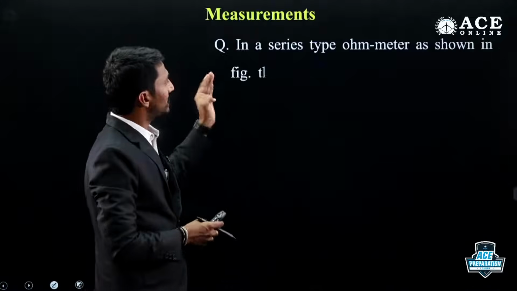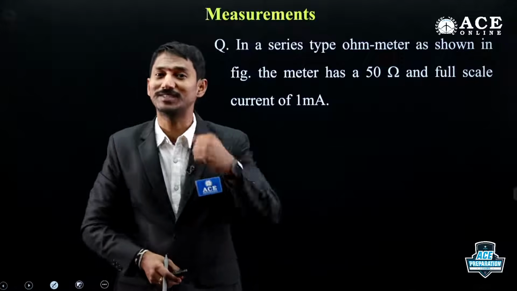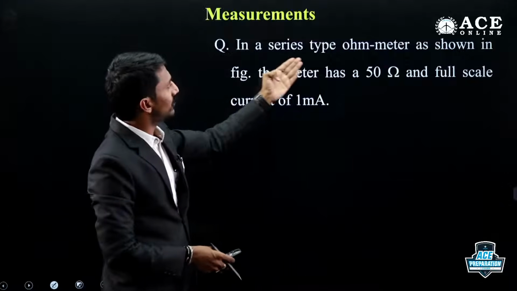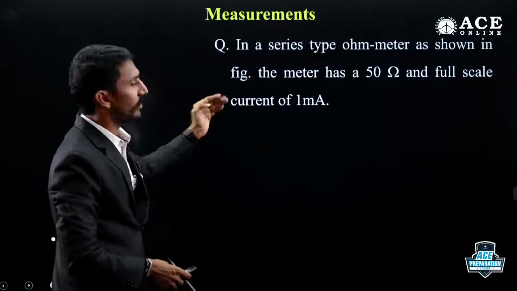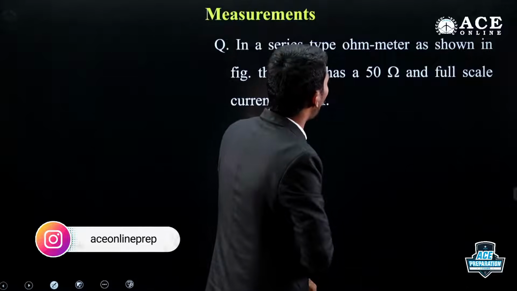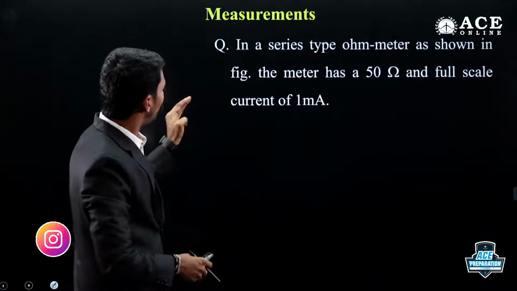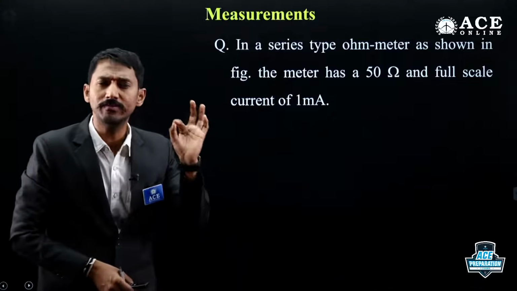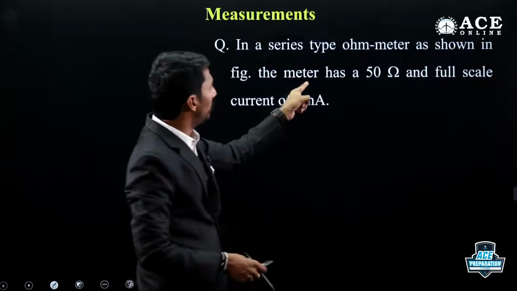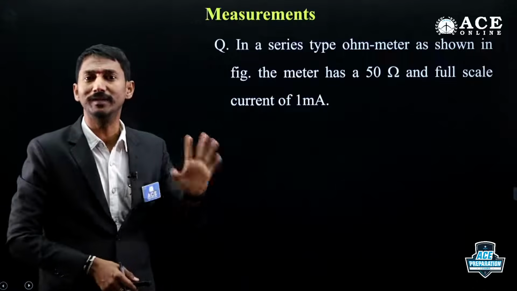Right. In a series type ohm meter, this is the measurement of resistance topic. In a series type ohm meter, as shown in the figure, the meter has 50 ohm resistance and a full scale current of 1 milliampere. A very important point is that the meter has resistance and its full scale capacity is 1 milliampere.